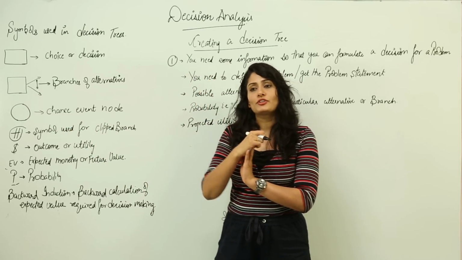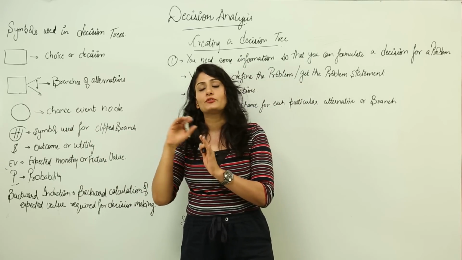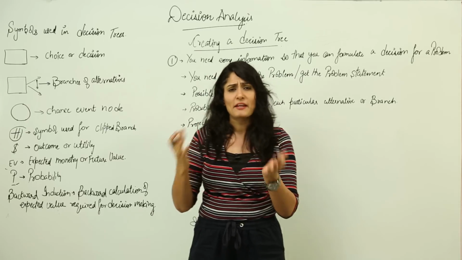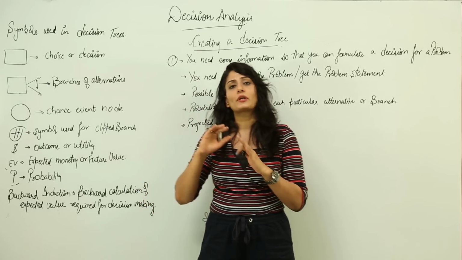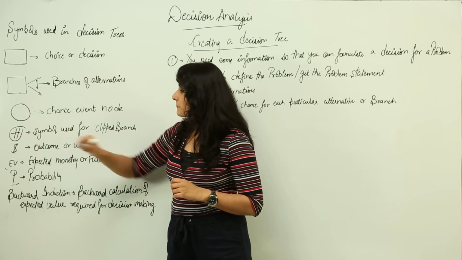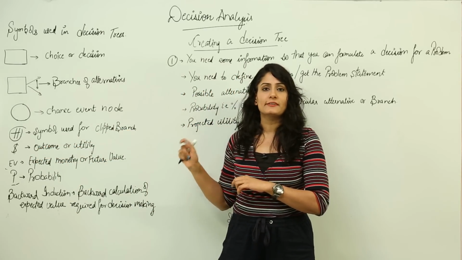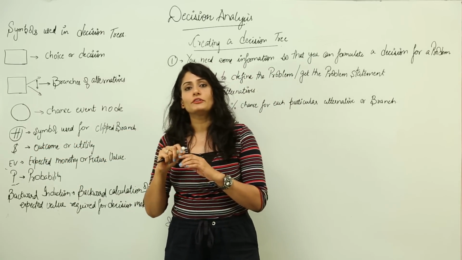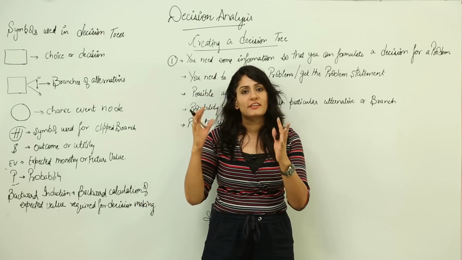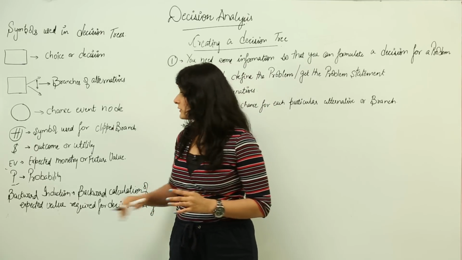And then this symbol is used to show the clipped branch. Now the clipped branch is the decision or the alternative which we do not find beneficial to us. So we are just going to clip it, and this is shown by this symbol. And then this is the dollar sign, that is outcome or utility. This is the final outcome which we are going to consider whenever we have to take any decision.